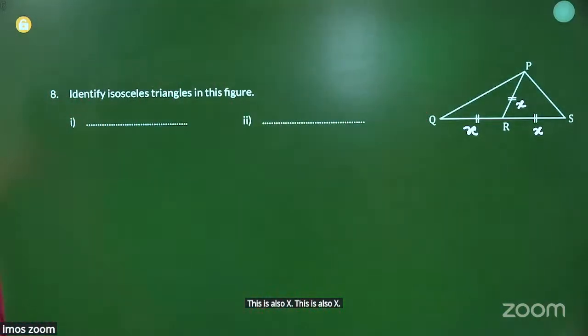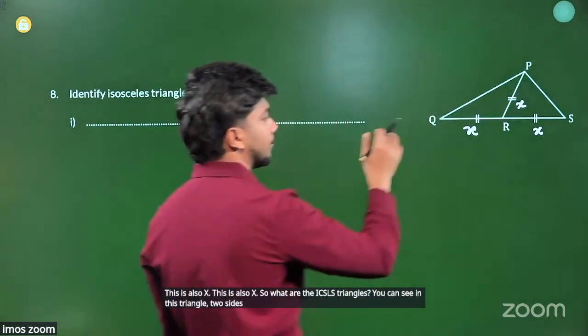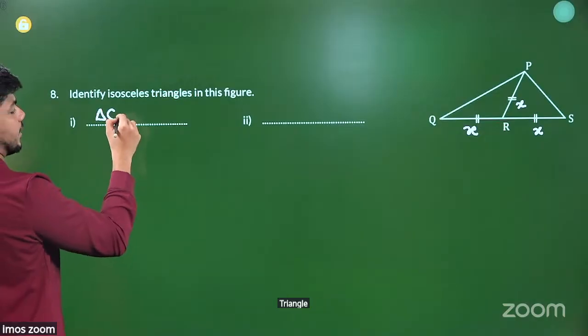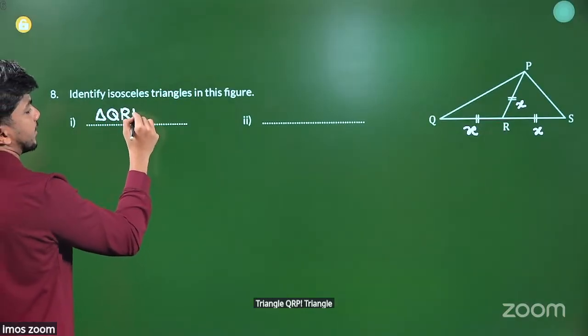So what are the isosceles triangles? You can see in this triangle two sides are equal. So triangle QRP is an isosceles triangle.